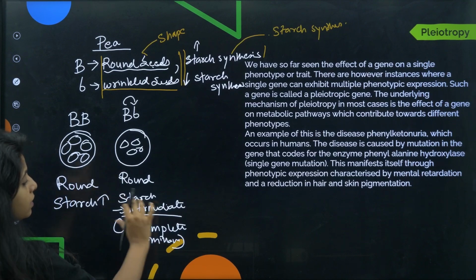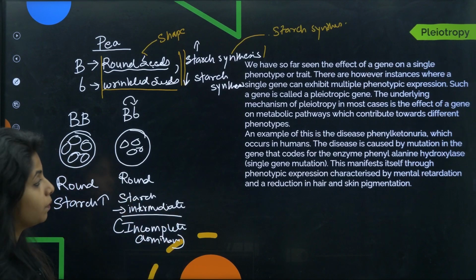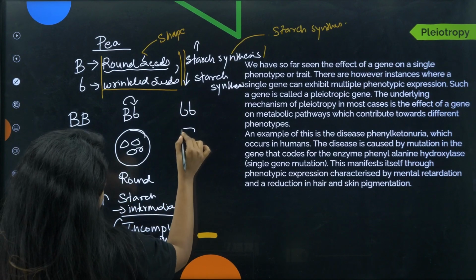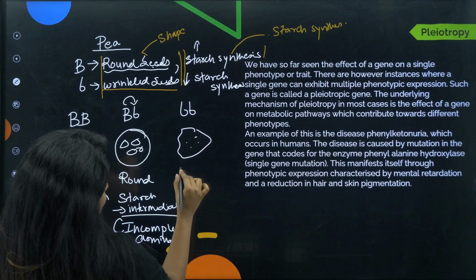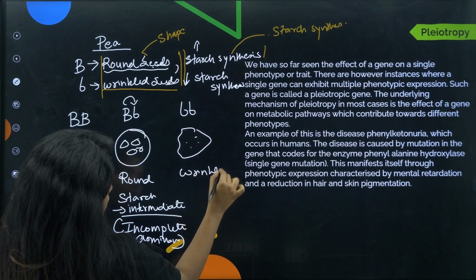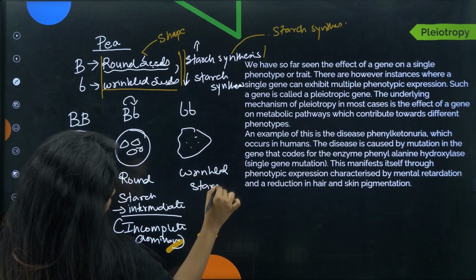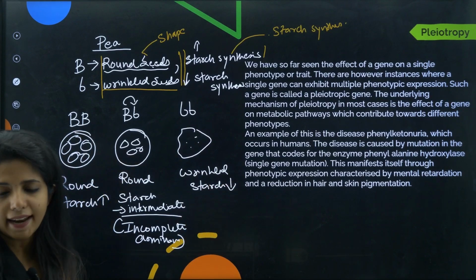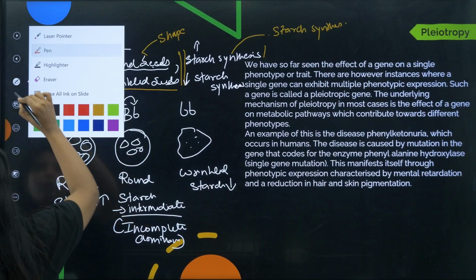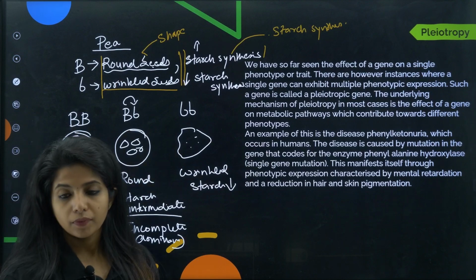Which is why it is intermediate. The amount of starch will be intermediate. On the other hand, if small b, then it will be wrinkled and the amount of starch will also be less. So, I am writing wrinkled and the starch amount is also very less. So, with this information, can you explain what you mean by pleiotropy?